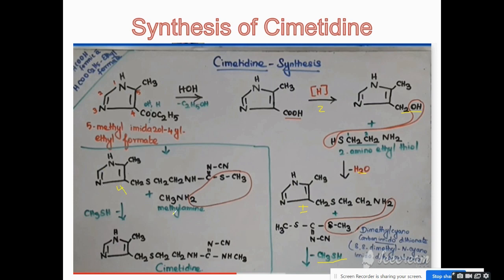When this intermediate undergoes a reaction with methylamine, CH3NH2 is your methylamine, the reaction takes place, and again one of the thiomethyl groups is separated out. So when one of the thiomethyl groups is separated out, the remaining NH will go and attach with this carbon atom. When this carbon atom is attached with nitrogen, we will get the main structure of cimetidine, which consists of 5 methyl imidazole ring attached with an ethyl guanido thiol group.